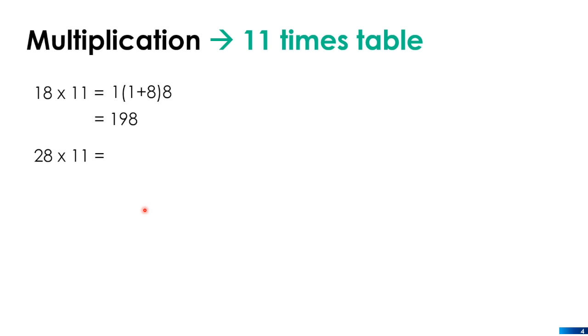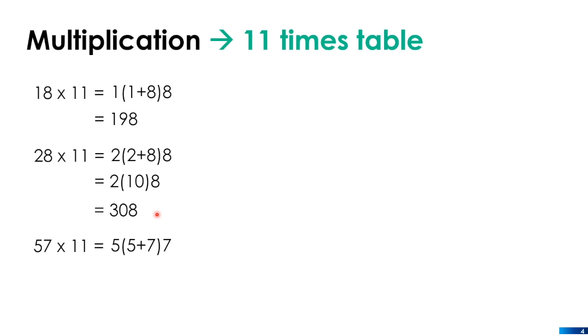28 times 11. What does it give you? 2, 2 plus 8, and 8. But hey, there's a little problem over here because it becomes 2, 10, and 8. The answer is not 2108. So what you have to do is take this 10 and the 1 over here, you have to actually bring it over to the 100th side. Okay, to carry it over. So it becomes 308. That's how it works. Let me show you more.